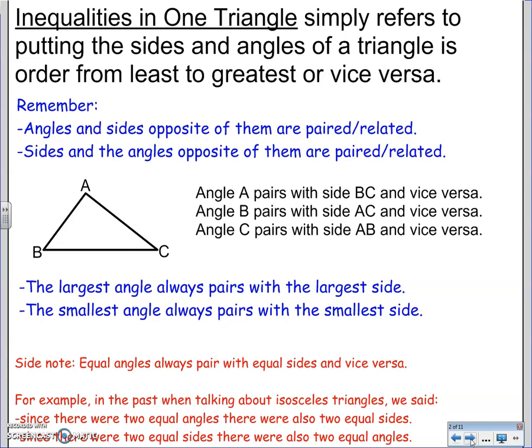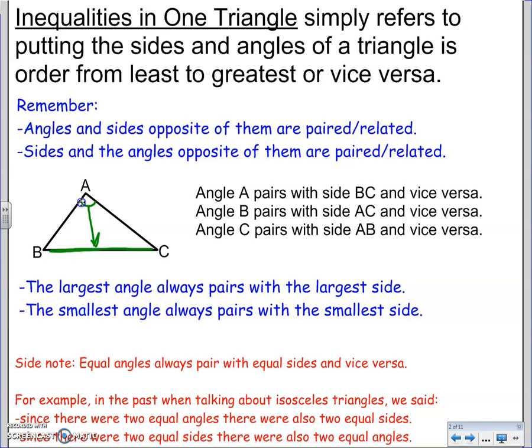Remember from before, angles and sides opposite of them are paired or related. You can also reverse that, so sides and angles opposite of them are paired or related. So in this little picture, for example, it says angle A, this angle up here, pairs with the side BC, this side across from it. So these two are together. Alright, same for the rest.